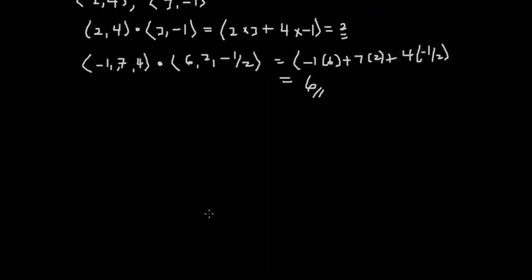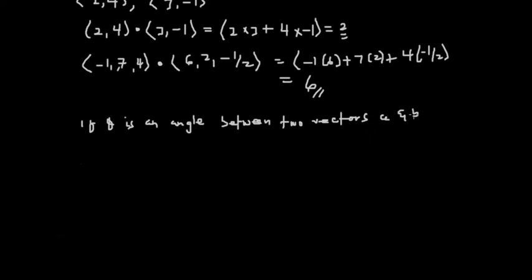Now let's move on. In case you meet a certain expression, a certain formula, let's say if theta is an angle between two vectors, let's say vectors A and B, then our dot product will look like this expression.